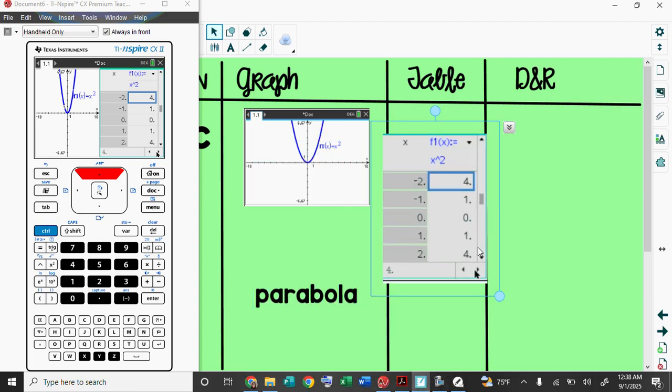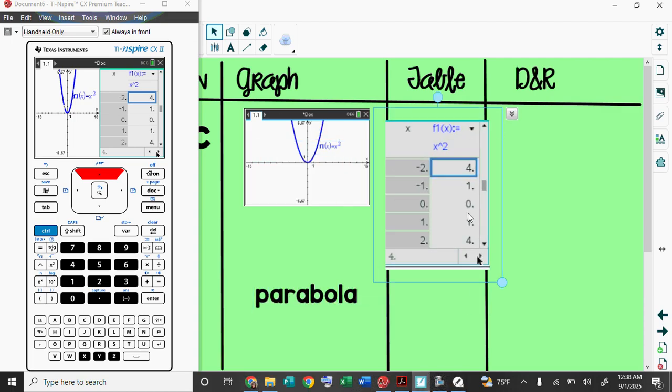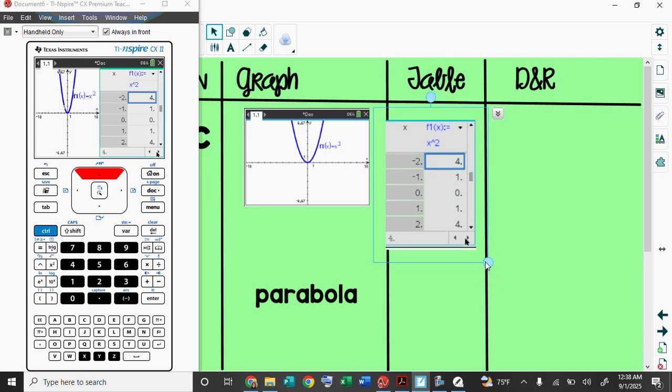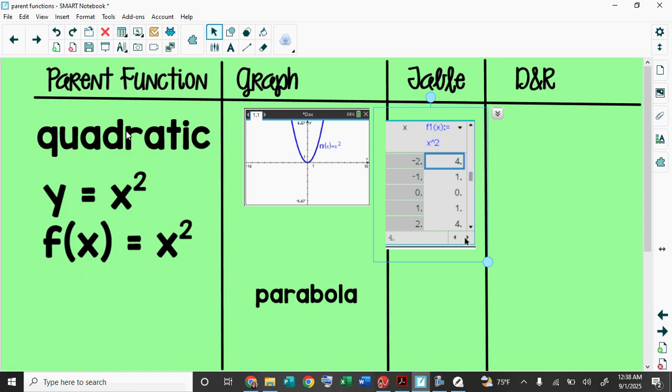What you notice about this table is that it's symmetrical. 4, 1, 0, 1, 4. It has an axis of symmetry. The y-axis chops this in half, and so it's the same on both sides. -2, 4, -1, 1, 0, 0, 1, 1, 2, 4. What do you notice about all of my y's, no matter what? They're always positive because we take the input value and square it or multiply it by itself. And so that's what the table is.